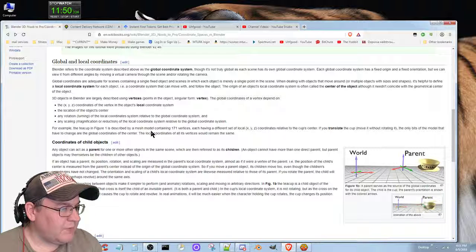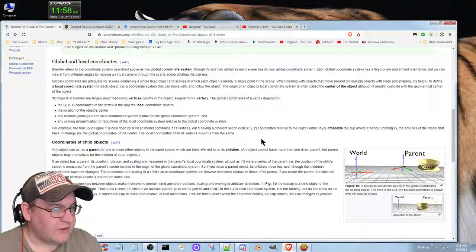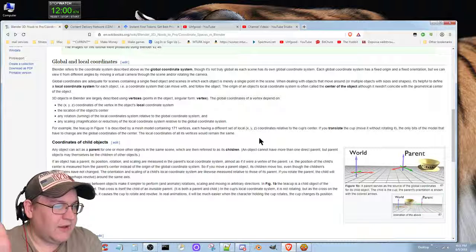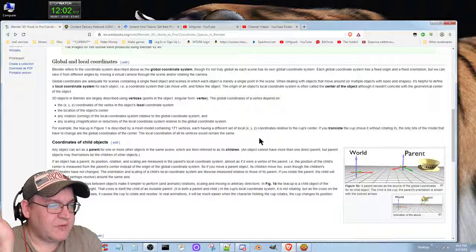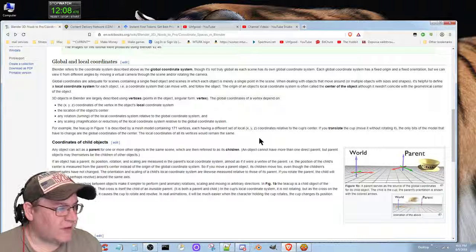For example, the teacup in Figure 1 is described by a mesh model containing 171 vertices, each having a different set of local X, Y, Z coordinates relative to the cup center. If you translate the cup, move it without rotating it, the only bits of the model that have to change are the global coordinates of the center. The local coordinates of all of its vertices would remain the same.